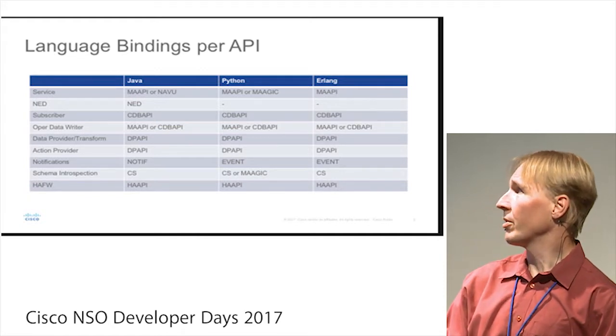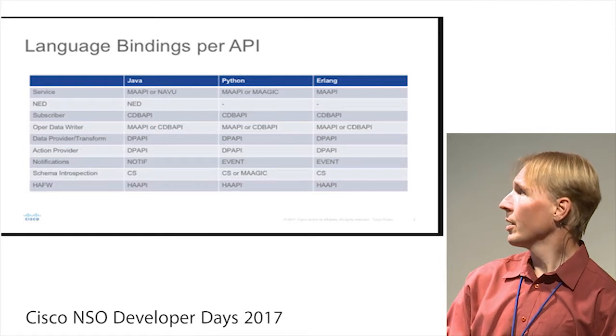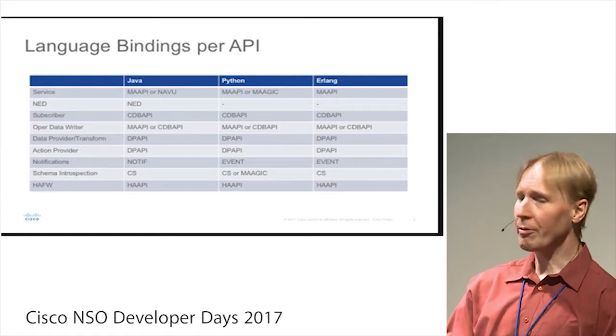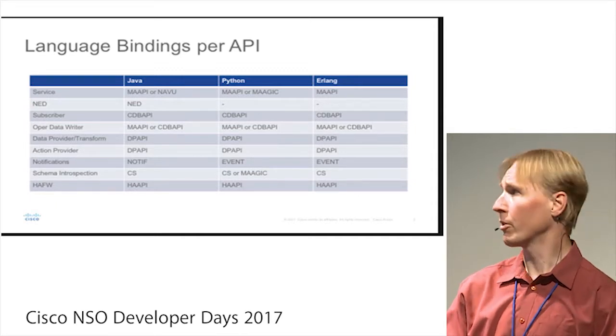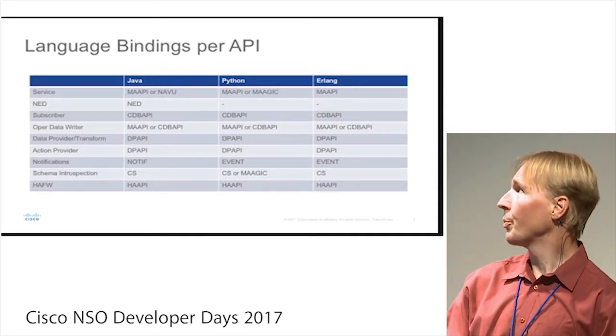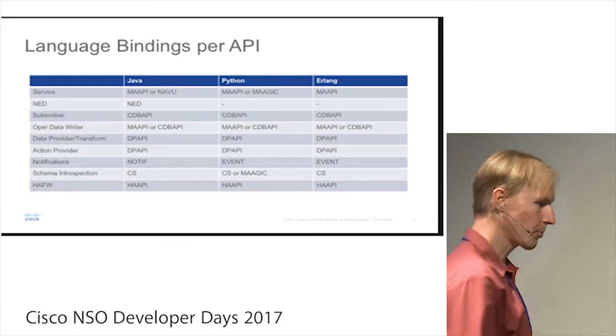For notifications, Java has a different notification API. For reading about the schema, seeing what's available in a Yang model without hard coding it into your code, Python has this magic API, which is great, making that a lot nicer.